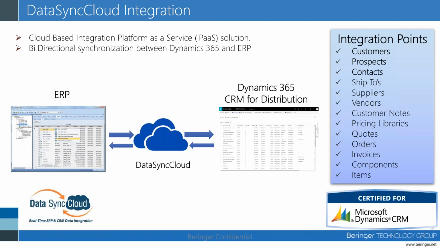Now, the DataSyncCloud Integration is a cloud-based integration platform that specializes in bidirectional synchronization between Dynamics 365 and your ERP system. Integration points include customers, prospects, and contacts, as well as ship-to suppliers and vendors. We also integrate your customer notes, pricing libraries, quotes, orders, invoices, and associated line items, as well as products or items and components. Data is integrated on a periodic basis throughout the day, as well as an overnight schedule for data aggregation. And we'll talk more about that as we focus in on specific features in the coming slides.